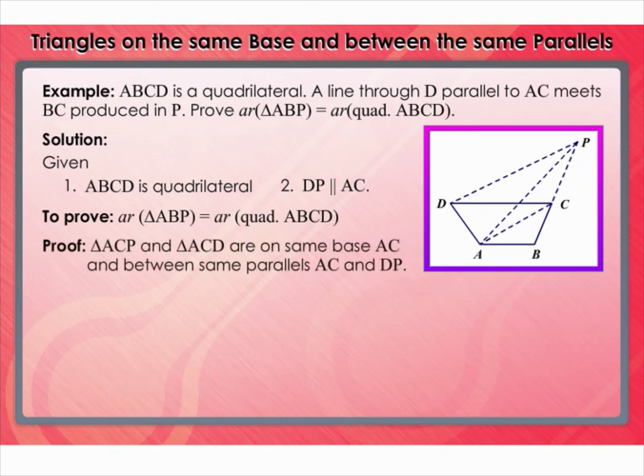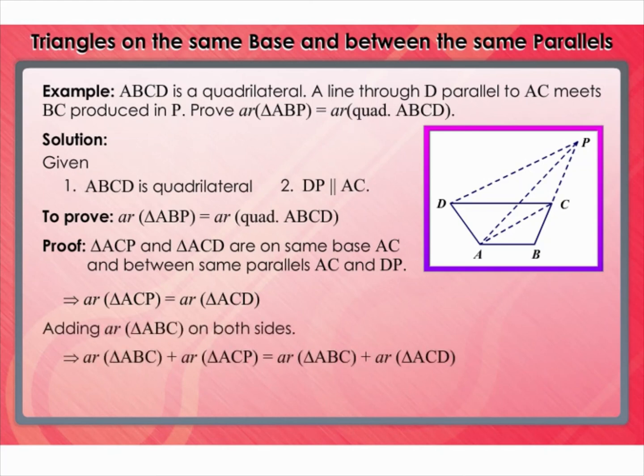Triangle ACP and triangle ACD are on the same base AC and between the same parallels AC and DP. This implies area of triangle ACP is equal to area of triangle ACD. Adding area of triangle ABC on both sides, we get area of triangle ABC plus area of triangle ACP is equal to area of triangle ABC plus area of triangle ACD. This implies area of triangle ABP is equal to area of quadrilateral ABCD.